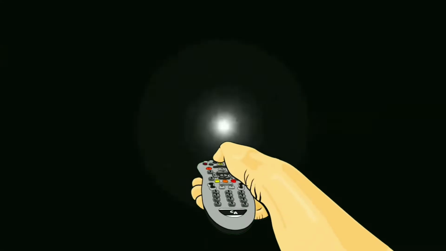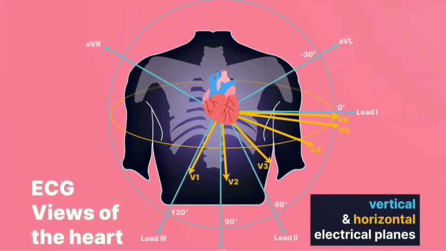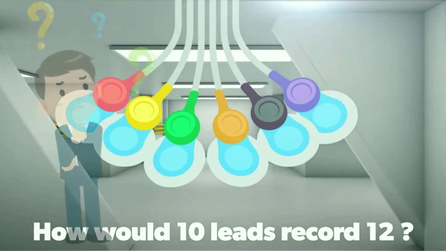Do you recognize this from Part 1? 10 leads provide 12 views of the heart. You must be wondering, how would 10 leads give a reading of 12? Let me decode this for you.